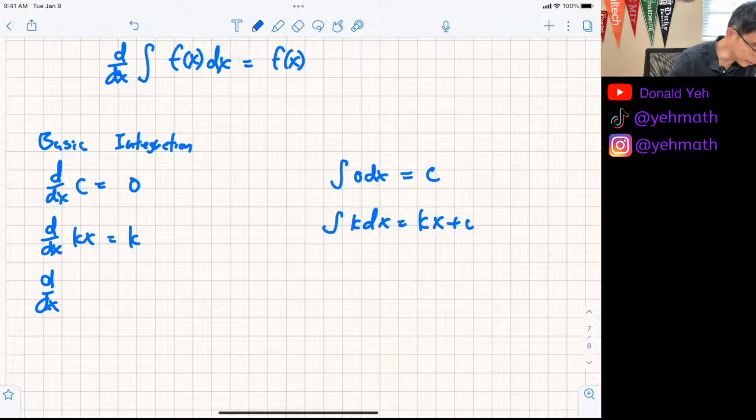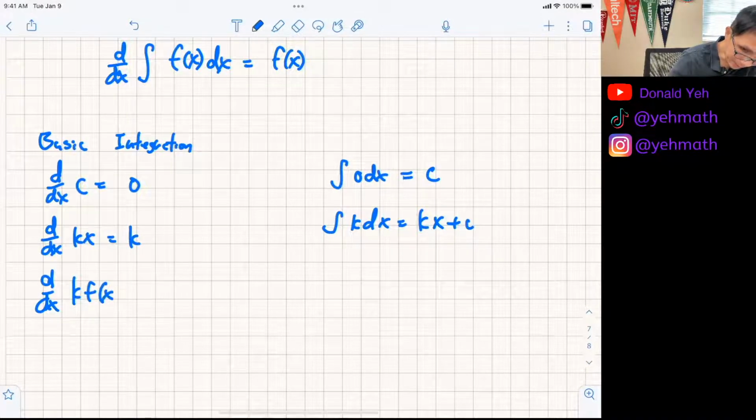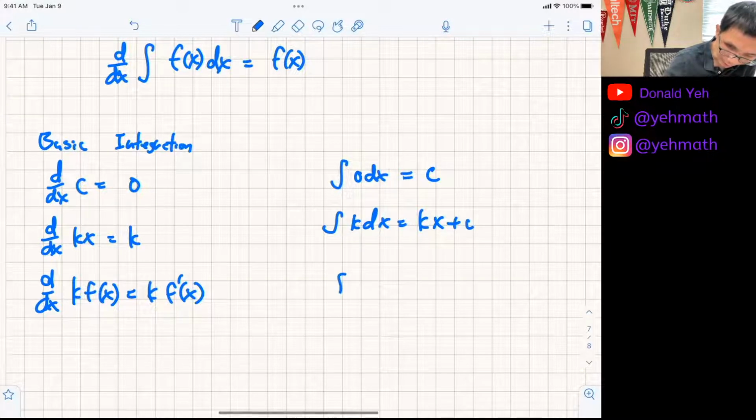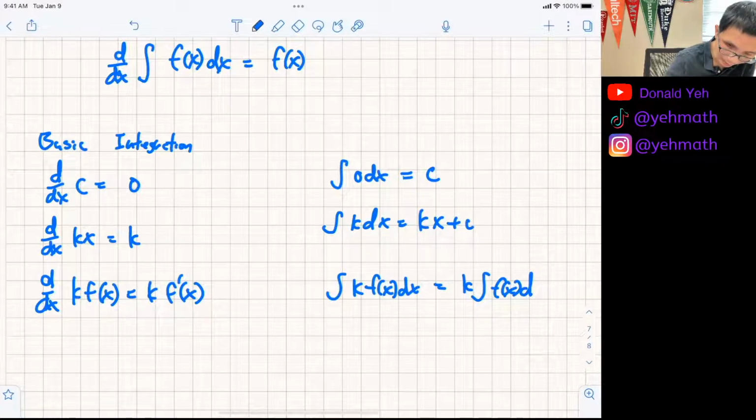If I take a derivative of k f of x, it is equal to k f prime of x. Now the integration of k times f of x dx just means k can be outside of the integral of f of x dx. That's called the constant multiple rule. We did this before.